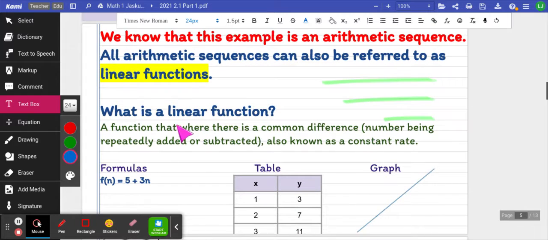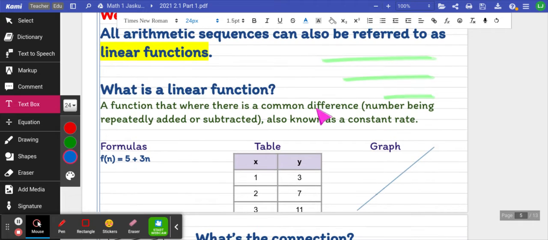So what is a linear function? It's a function where there's a common difference, so a number being added repeatedly or subtracted repeatedly. And that could also be called a constant rate or the slope. So here's an explicit formula that we just wrote. This is actually also a linear function, even though it's an arithmetic sequence. We can see in the table that this is being added by 4 here. So that's a linear function because we're adding repeatedly.